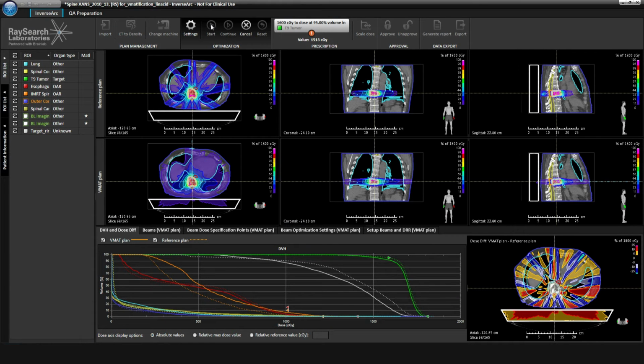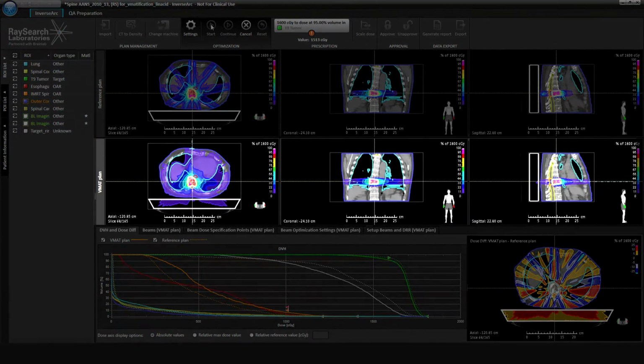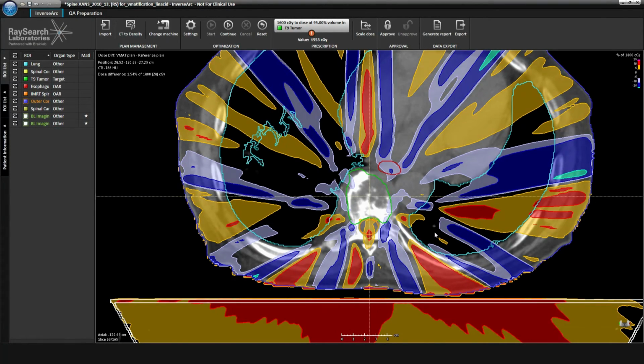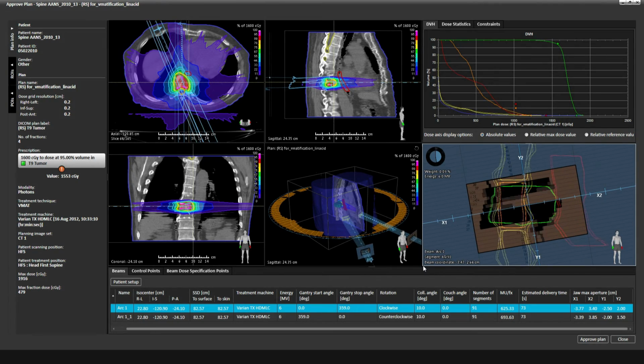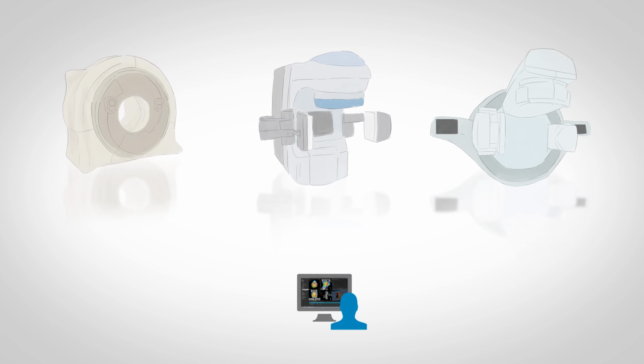When calculation is complete, the imported dose distribution and structures are displayed beside the newly calculated VMAT dose distribution. Significant variations are easily identified by the unique dose difference view. In the plan approval view, the modulation of the dose delivery during the arc movement can be reviewed in the beam's eye view. With inverse arc, VMAT becomes available on a large number of treatment devices, also allowing for shifting of patients between treatment machines.